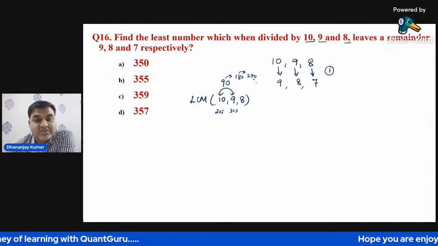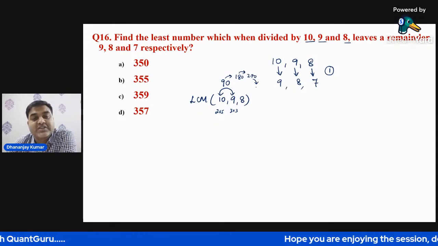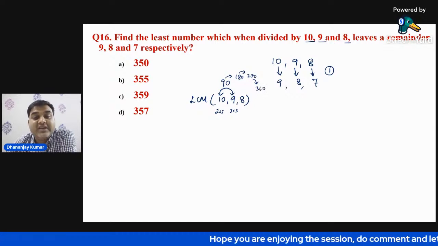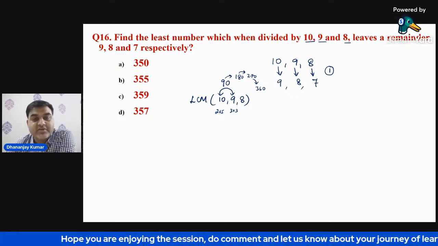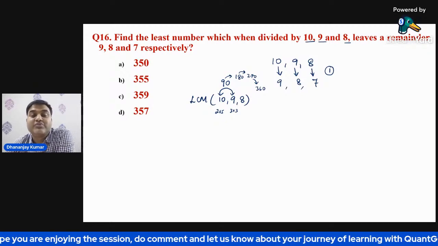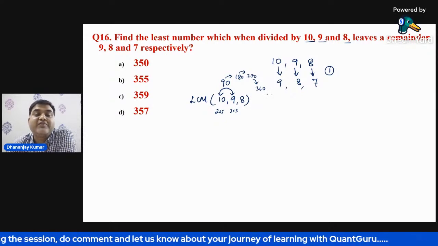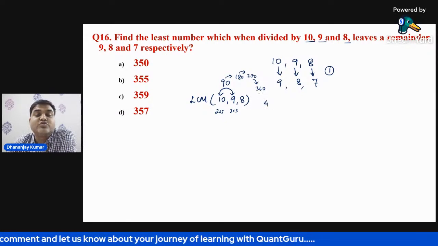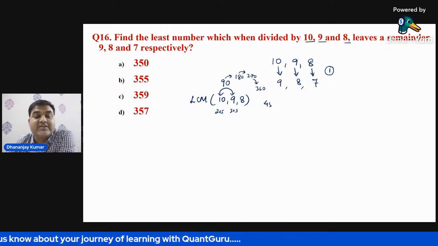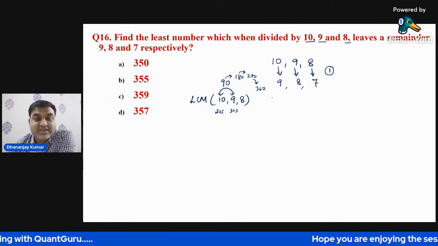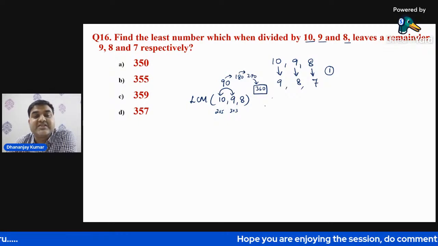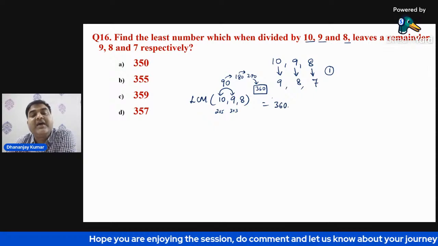So what will be the number? Fourth number, 9 4s are 36, 360. 8 can divide 360 now. If you see, 8 can divide 360. Yes, 8 4s are 32 and 40, 8 5s are 40, so 45 times it is divisible. So what we got is 360 is the LCM of 10, 9, and 8.